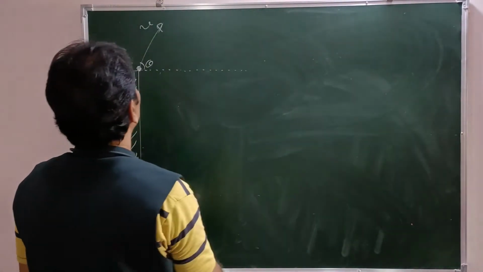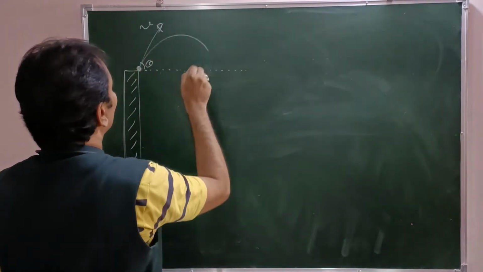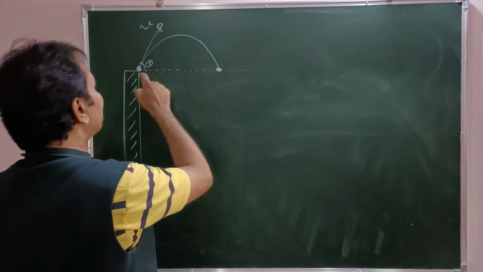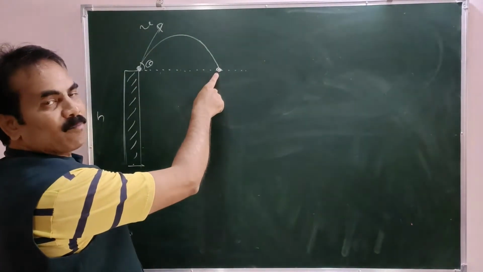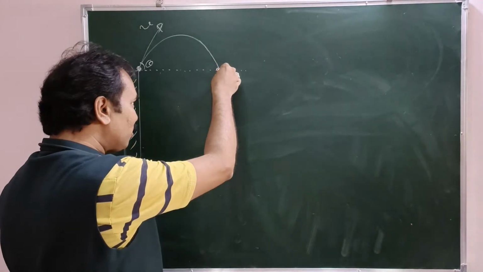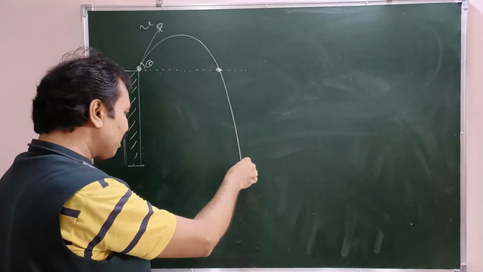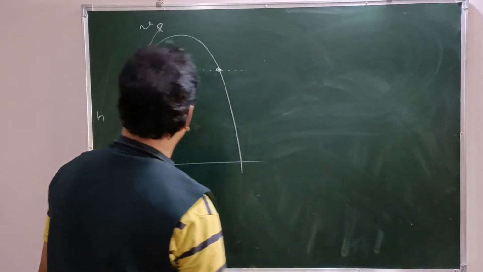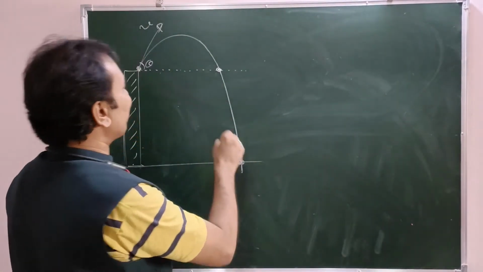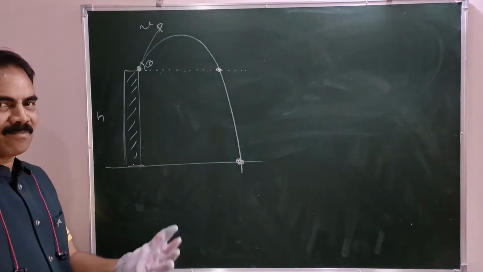Now it takes a parabolic path because of gravity and reaches the level of projection, and continues to move below the level of projection until it strikes the ground. See, this is the ground. It strikes the ground somewhere.